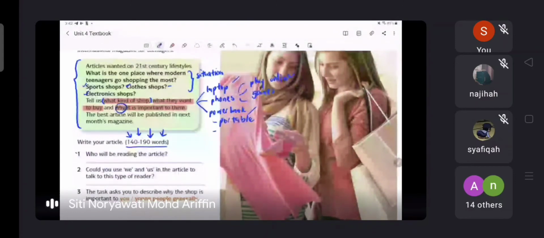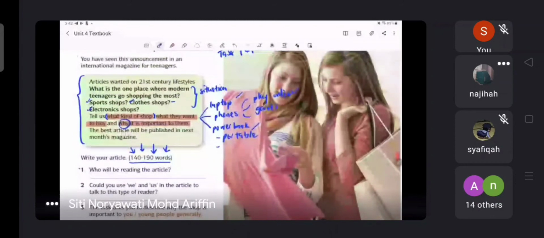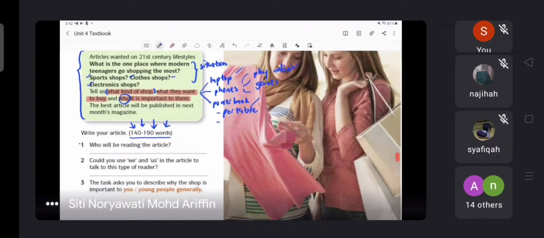Who will be reading this article? Yes, teenagers. Okay, international teenagers all over the world. So when you talk about teenagers, maybe there are some words you can use that only teenagers understand. Contohnya macam noob ke kan? Okay, so it is important for you to know who your target reader is lah. Okay, next question. Would you use we and us in the article to talk to this type of reader? Betul, yes. Okay, sebab kita nak the readers feel included.